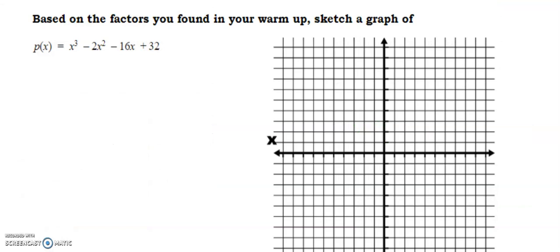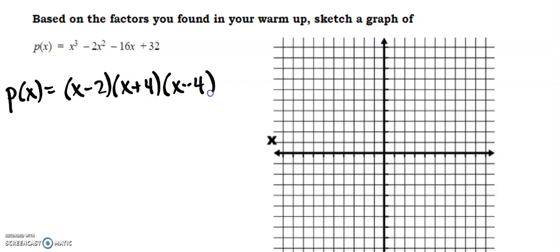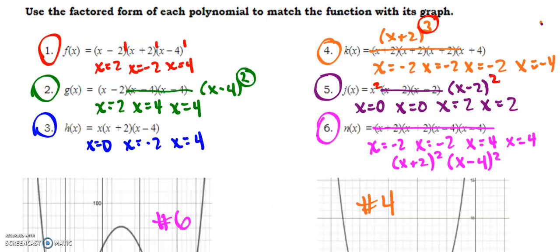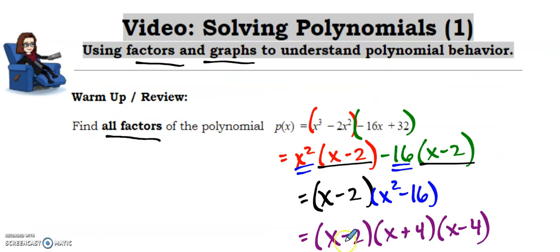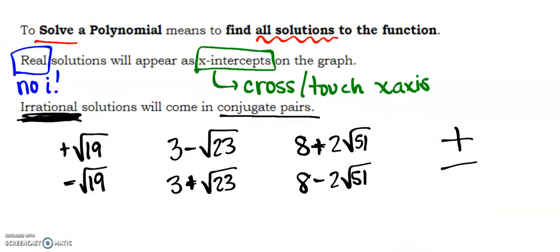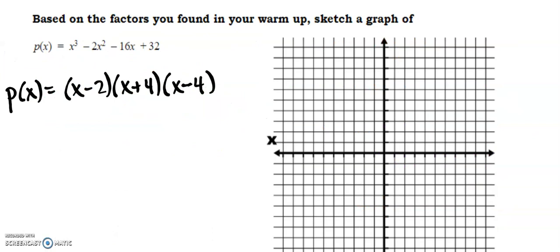All right, based on the factors you found in your warm-up, we're going to try to sketch a graph of this x to the third polynomial. Well, you might remember that our factors were x minus 2, x plus 4, and x minus 4. At least I think those were our factors. Jumping back to here, x minus 2, x plus 4, x minus 4. So each one of these is its own unique factor to the first power. So I have x equals 2, x equals negative 4, and x equals 4.